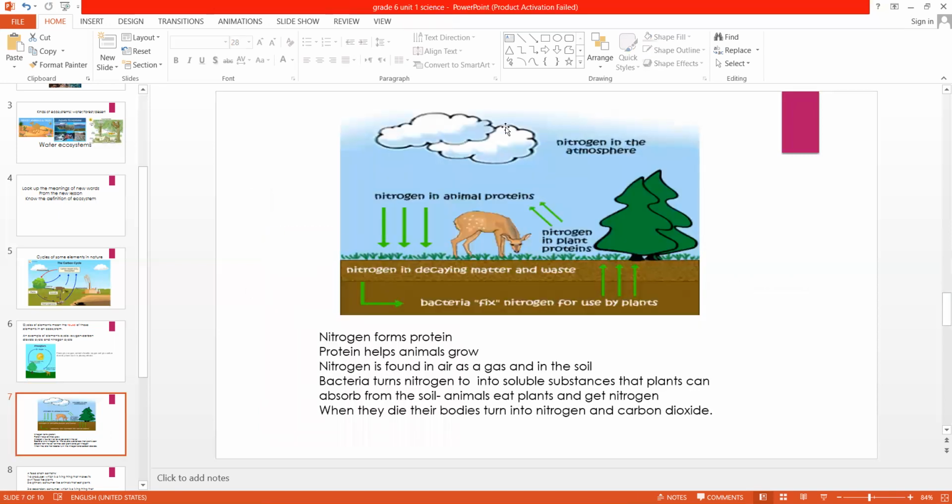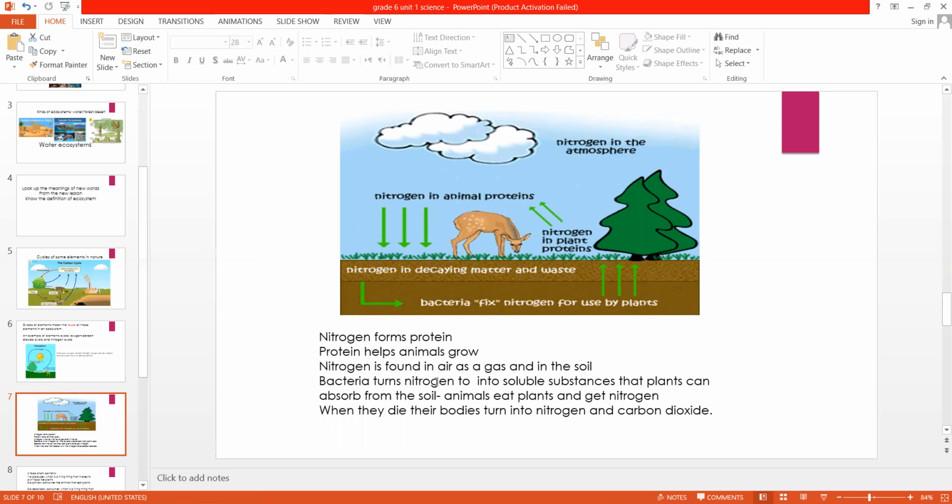Next cycle اللي هي nitrogen in the atmosphere. Nitrogen forms protein. This is a summary, of course. النيتروجين يكون البروتينات. Protein helps animals grow. Protein helps animals and humans, of course, grow. Where do we find nitrogen? Nitrogen is found in the air as a gas and in the soil. So we have two sources of nitrogen في الهواء in the air and in the soil في التربة. مصدرين للنيتروجين في الهواء وفي التربة.